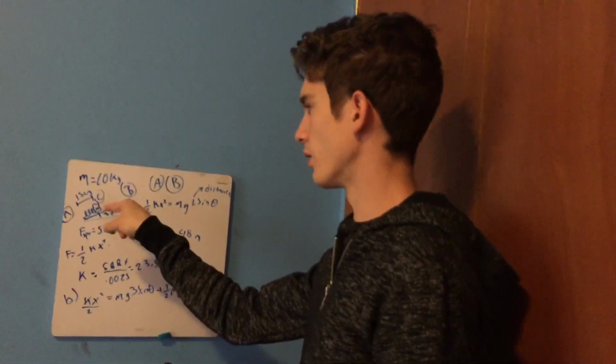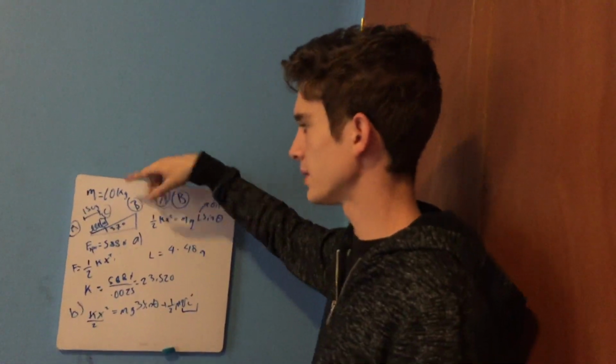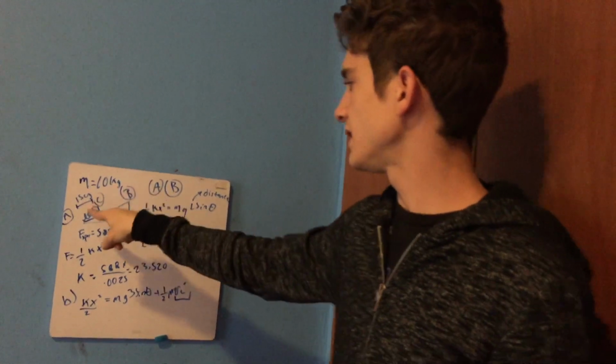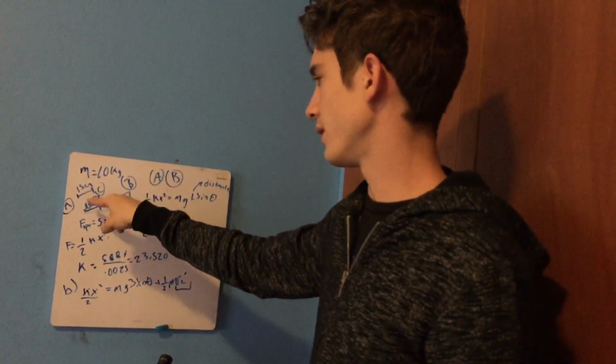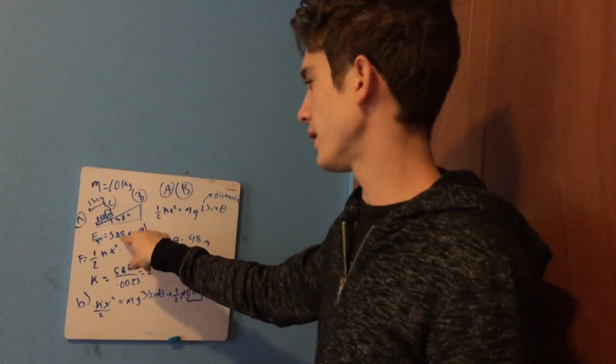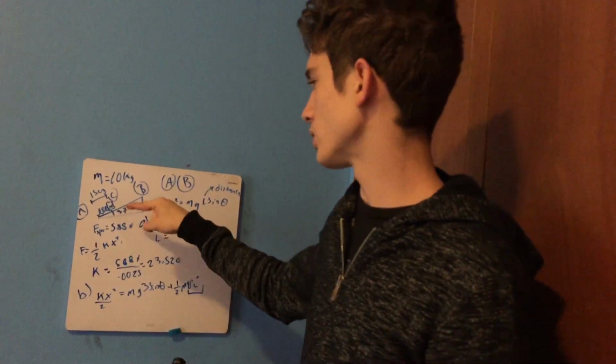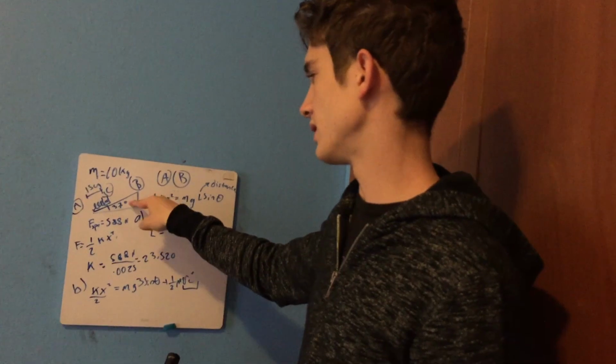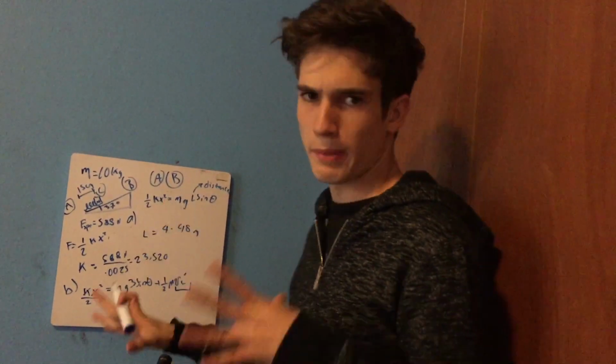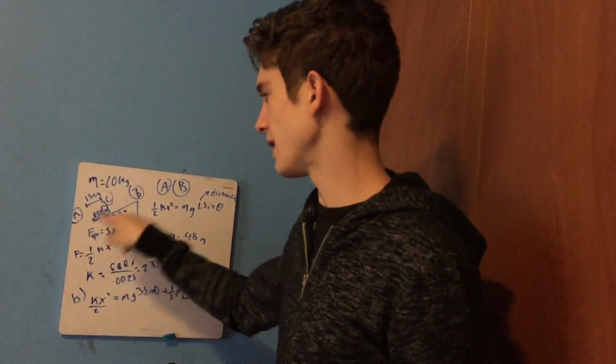Okay, so we have a block over here that has a mass of 10 kilograms and is compressed 15 centimeters of this spring using a force of 588 newtons, and then it's released and goes up this ramp of 37 degrees. Alright, so we can basically divide this motion into three parts, A, B, and C.